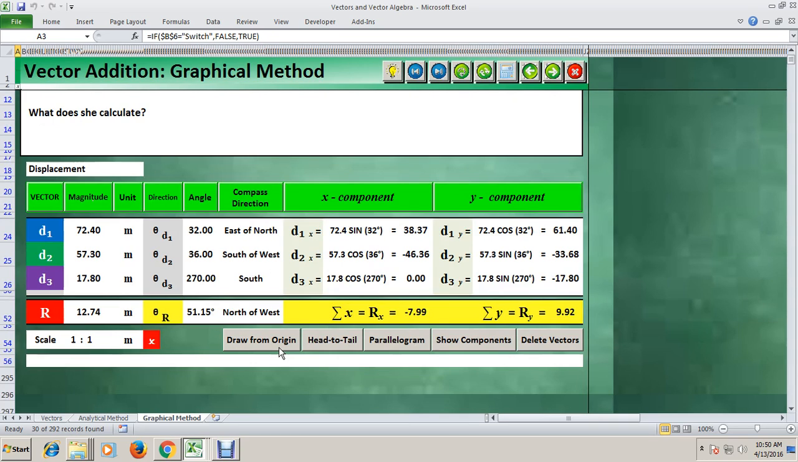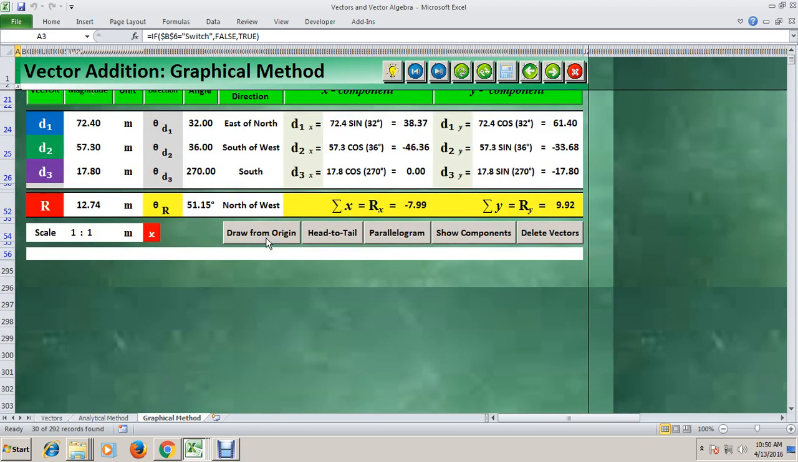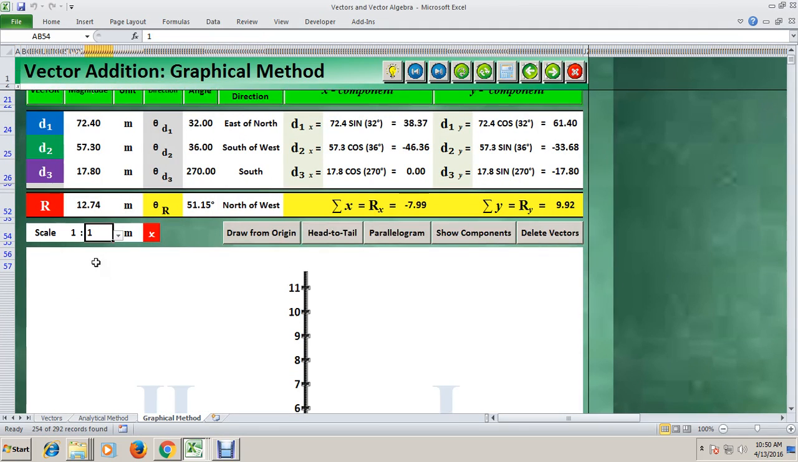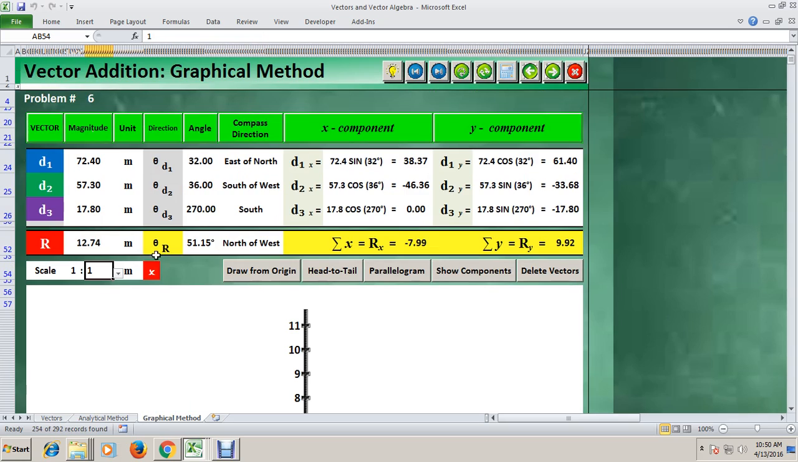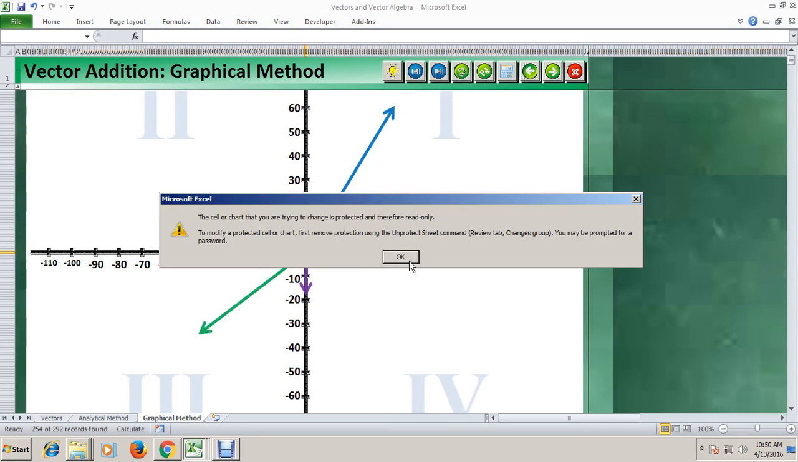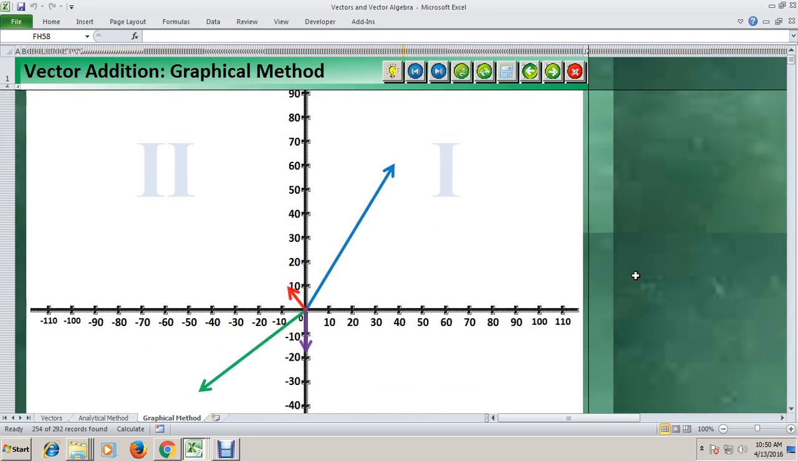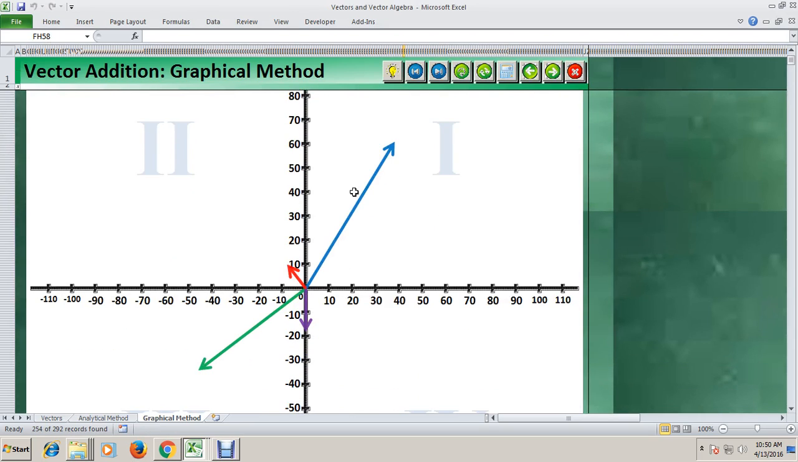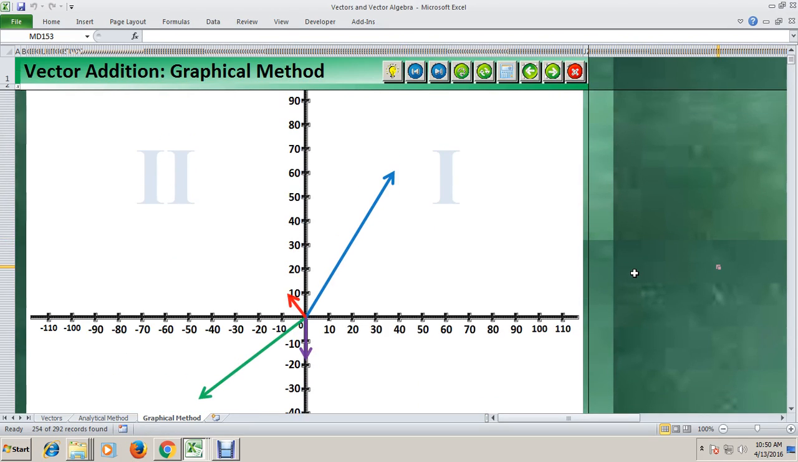Let's try another example. Okay, so let's try to draw the vectors from the origin. An error again, an error on scale again. So let's try to adjust the scale. We make use of 1:10. Let's draw the vectors. As you can see, these are the drawings of the vectors.